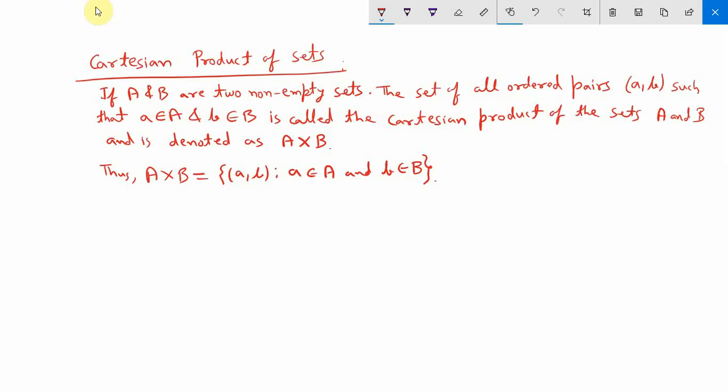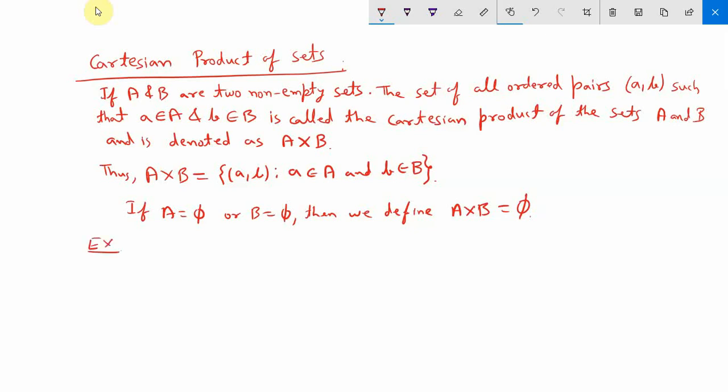So if we can write A equal to ∅ or B equal to ∅, then we define A × B equal to ∅. Okay, so we can only define A × B when these two sets are non-empty. Now we can consider an example.